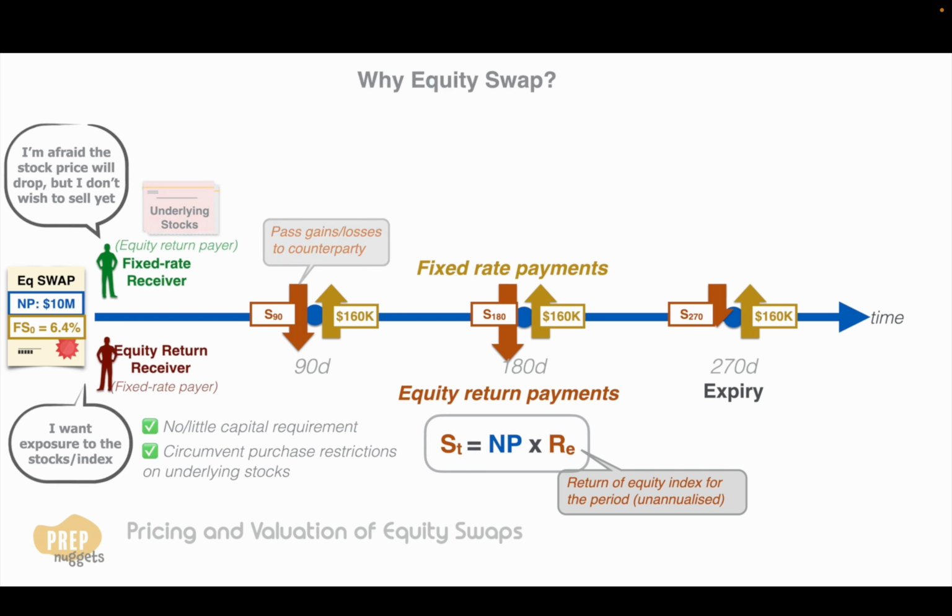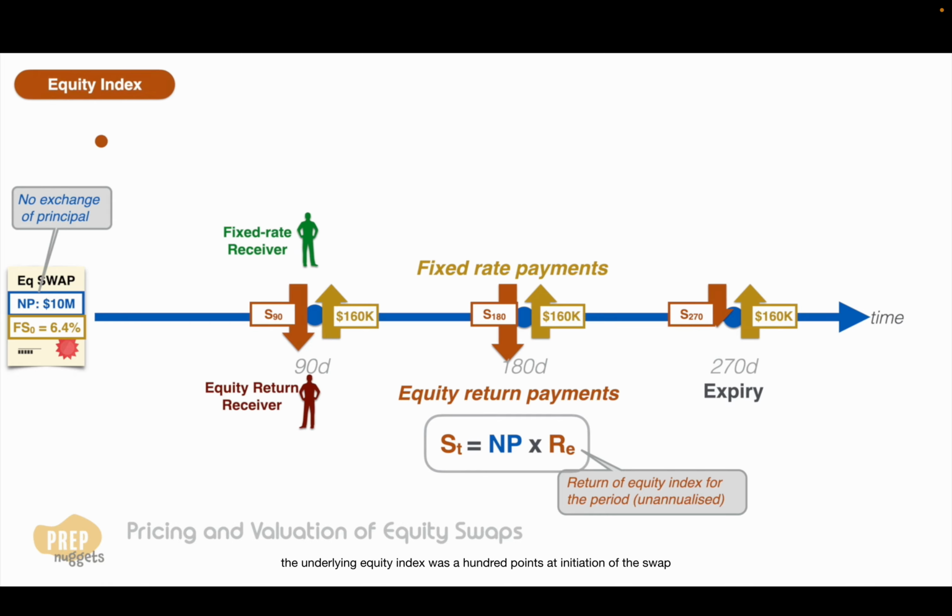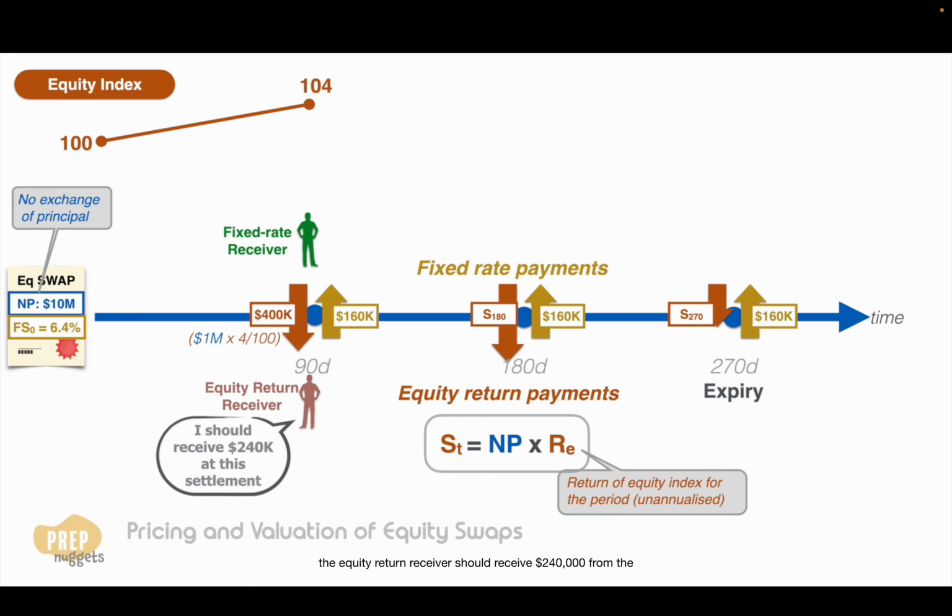So, for example, the underlying equity index was 100 points at initiation of the swap and increased to 104 on the first settlement date 90 days later. As the underlying equity return was 4% for the quarter, the equity return receiver should receive $400,000. The fixed rate receiver should receive the regular $160,000. As such, the equity return receiver should receive $240,000 from the fixed rate receiver on the first settlement.